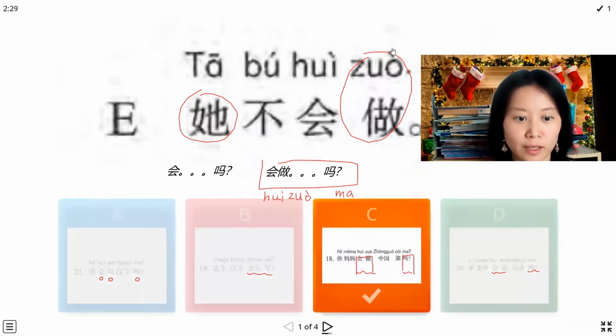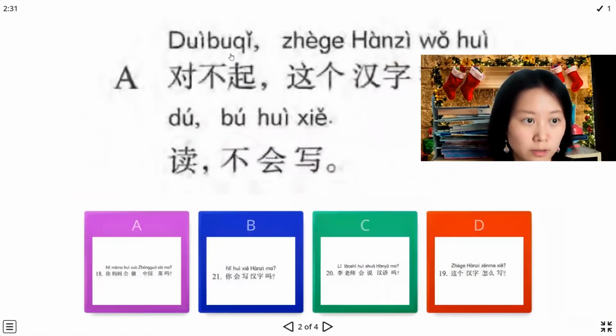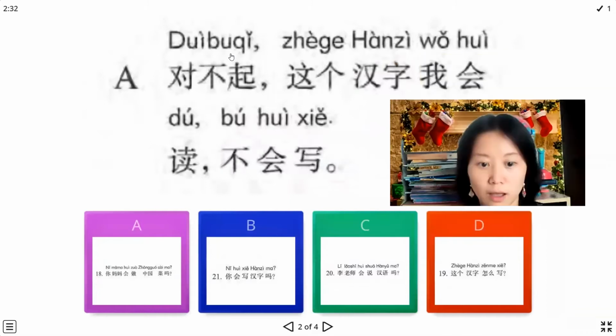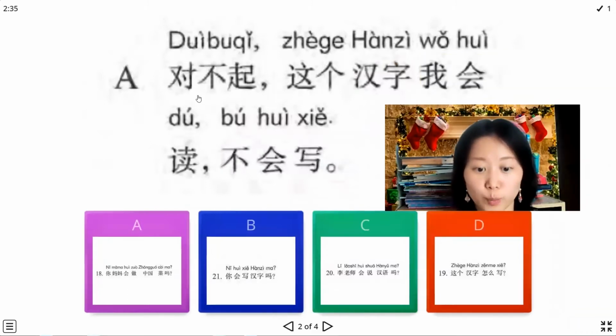Okay, the next one. We check this sentence. 对不起, just sorry. 这个汉字, Chinese character, 我会读, I can read, 不会写, cannot write. 对不起 is to say sorry, and they talk about the 汉字, Chinese character.